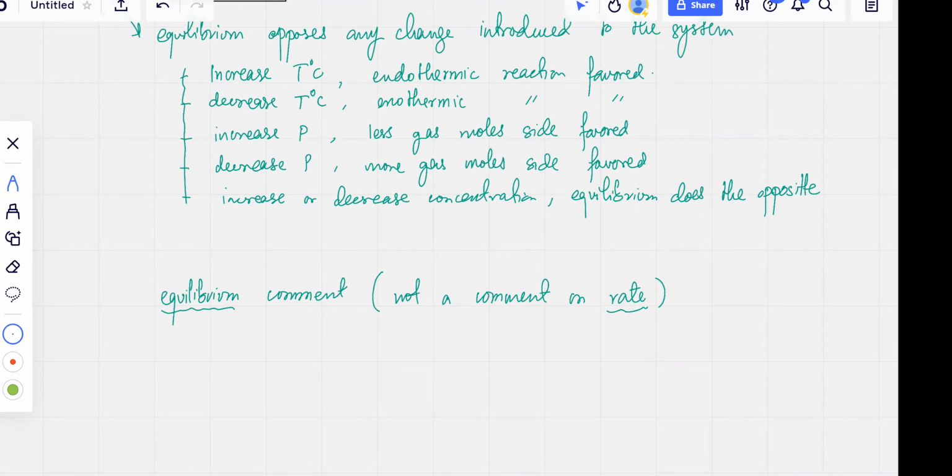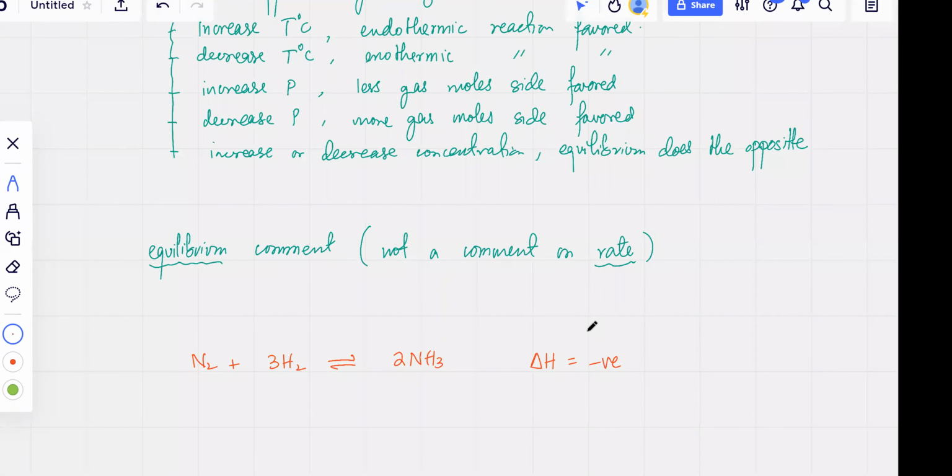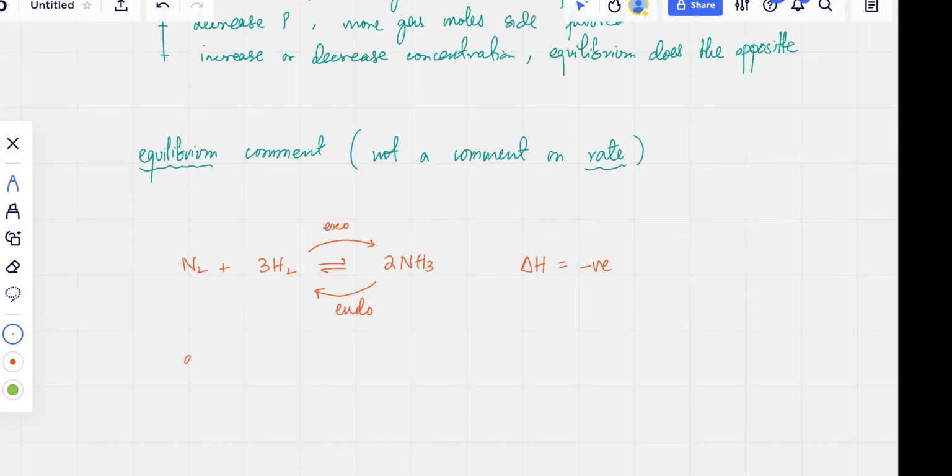For example, if I tell you that there's N2 and there is H2 and they're reacting together in a 1 to 3 ratio, and I ask you what's going to happen, delta H is negative in this case. The enthalpy change is always given for the forward reaction. So in this case, it's exothermic. That means the forward reaction is the one that is exothermic. It has a negative sign. The backward is going to be exactly the opposite. It's going to be endothermic. Now, if I tell you I'm decreasing temperature, where would the equilibrium shift, and which reaction would be favored?